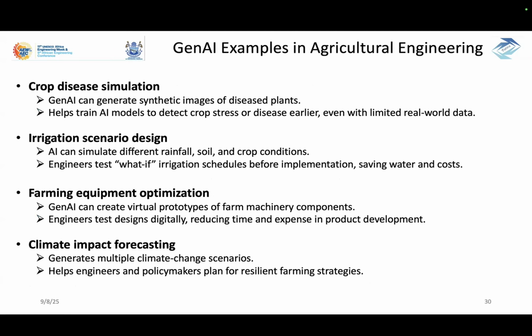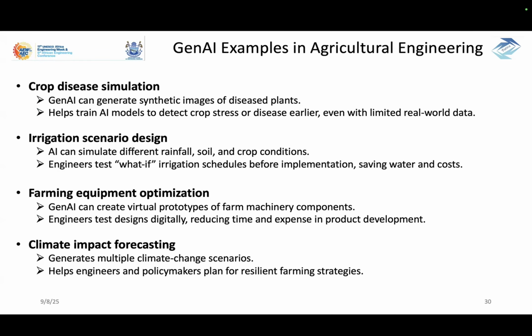So how can we apply Gen AI in agriculture? It can generate synthetic images of diseased plants, which can help train AI models to detect crop stress and disease earlier, even if we have limited data. So people are now using that. Irrigation scenarios: it can simulate different rainfall, soil, and crop conditions. Engineers can test what-if irrigation schedules before implementing, saving water and cost.